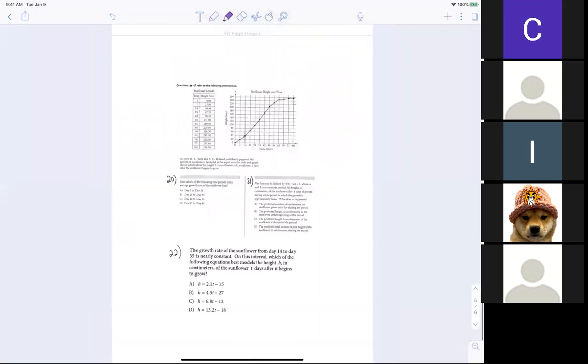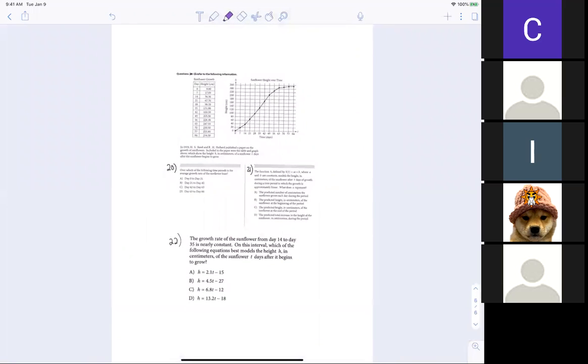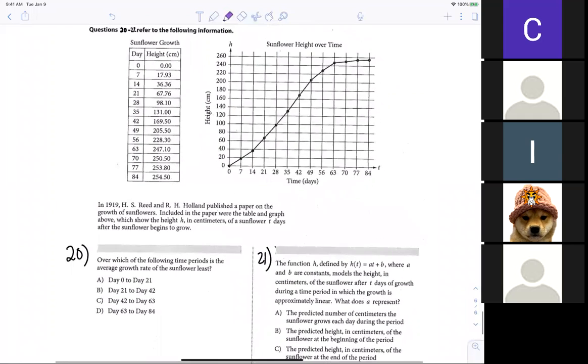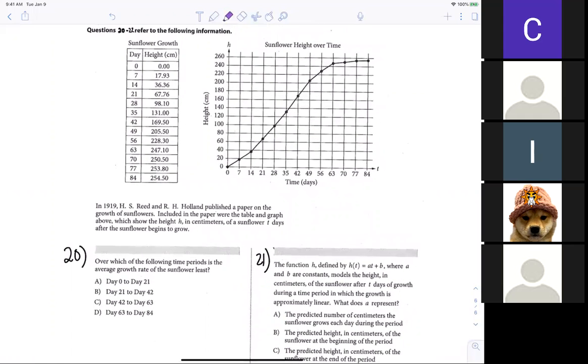Okay, 3 more SAT problems. Actually, I think this was from an ACT test. No, it's SAT. All right, so here we go. I'm going to blow it up a little bit to make sure we're good. So in 1919, A.S. Reed and R.H. Holland published a paper on the growth of sunflowers. Included in the paper were the table and graph above, which show the height h in centimeters of sunflowers t days after the sunflower begins to grow.